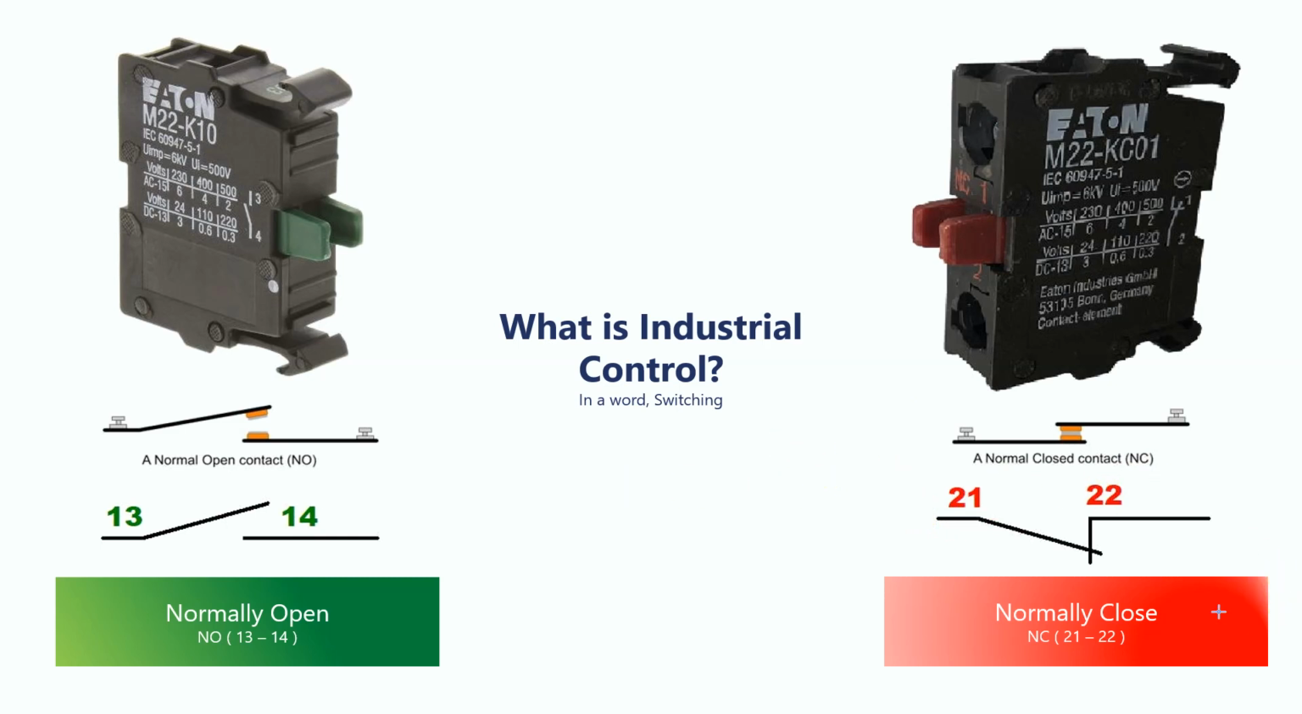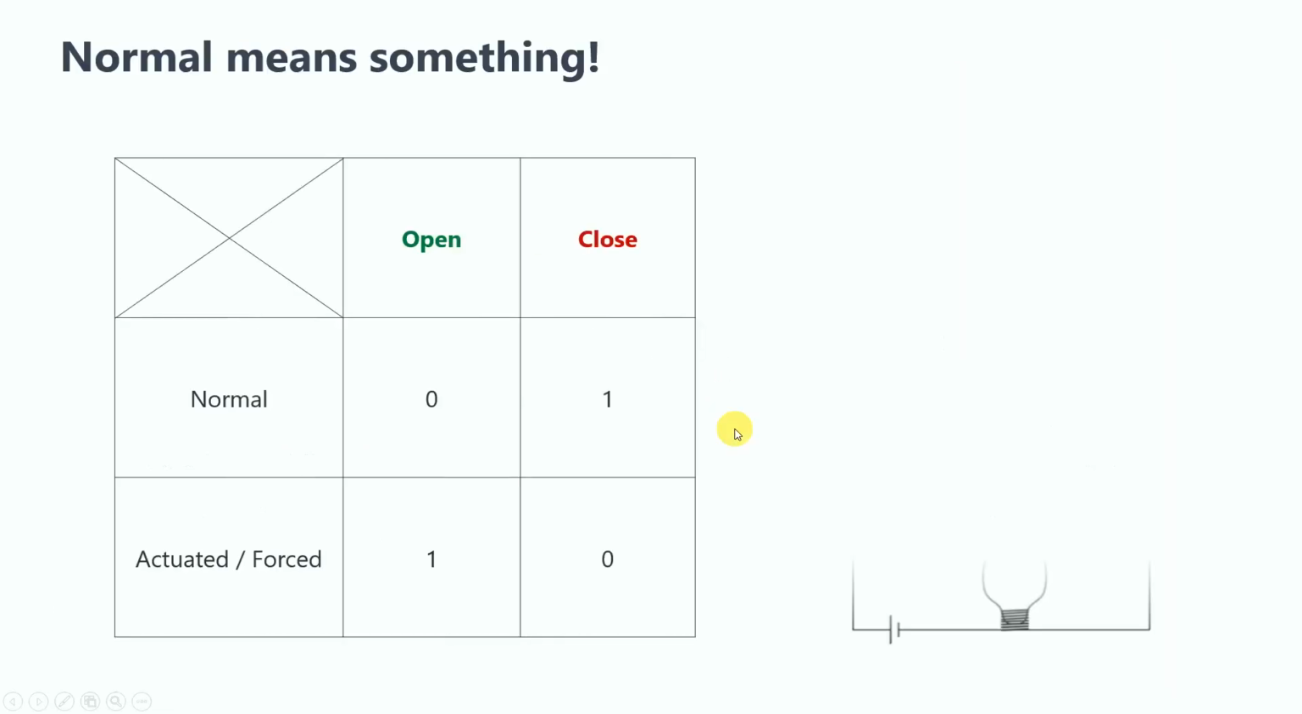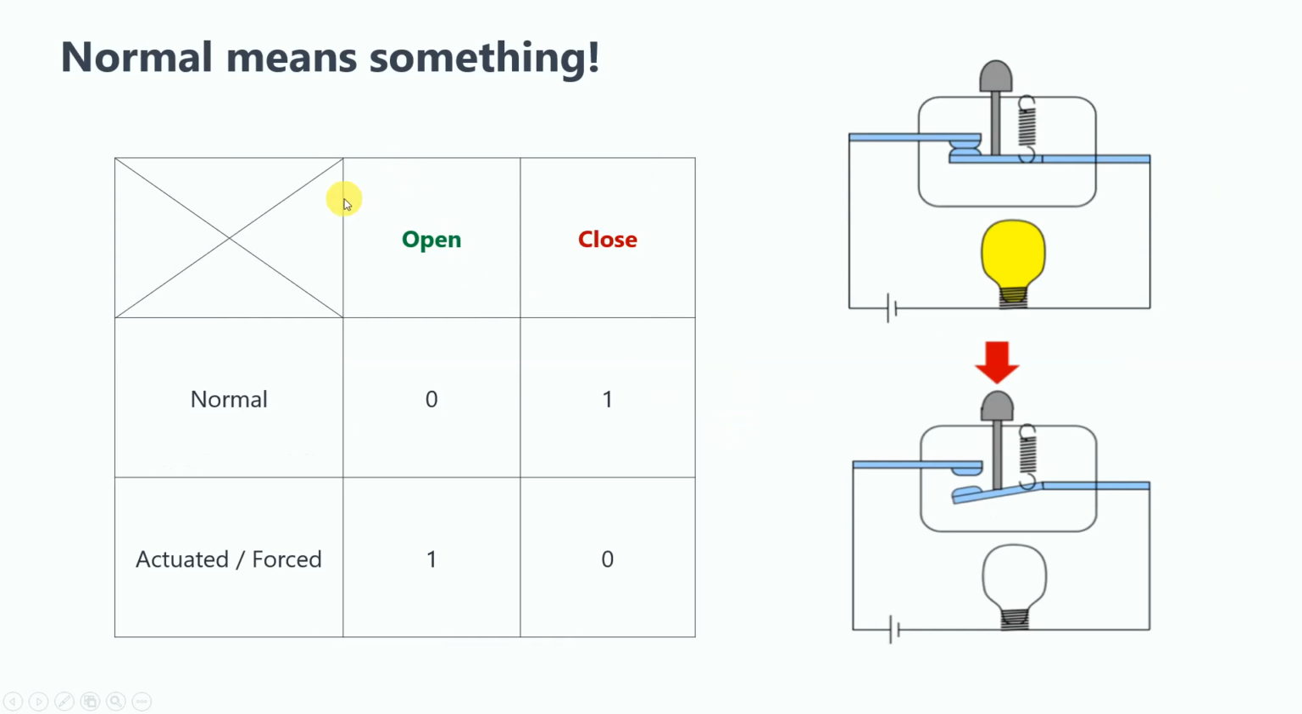But wait, what exactly is normally? What does normally imply? What does it mean? It implies that there might be another state which is not normal. So let's call this state actuated or forced. What I'm trying to say is that a normally open switch can be forced closed, and similarly a normally closed switch can be forced open.